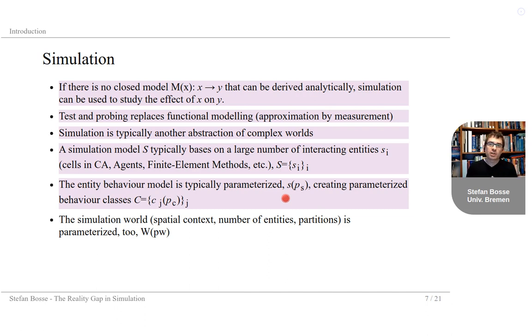As already mentioned, the missing variance in a simulation leads to an increasing gap between simulation results and reality, observations and reality. And finally, the simulation world, that means the spatial context, number of entities and partitions, is parameterized too. That means the world has a parameter set PV, for example.